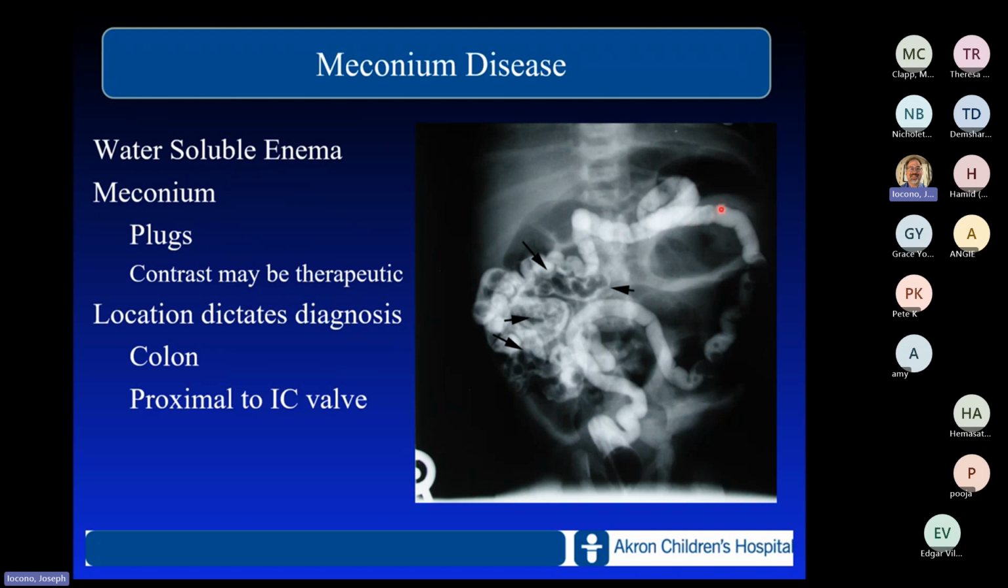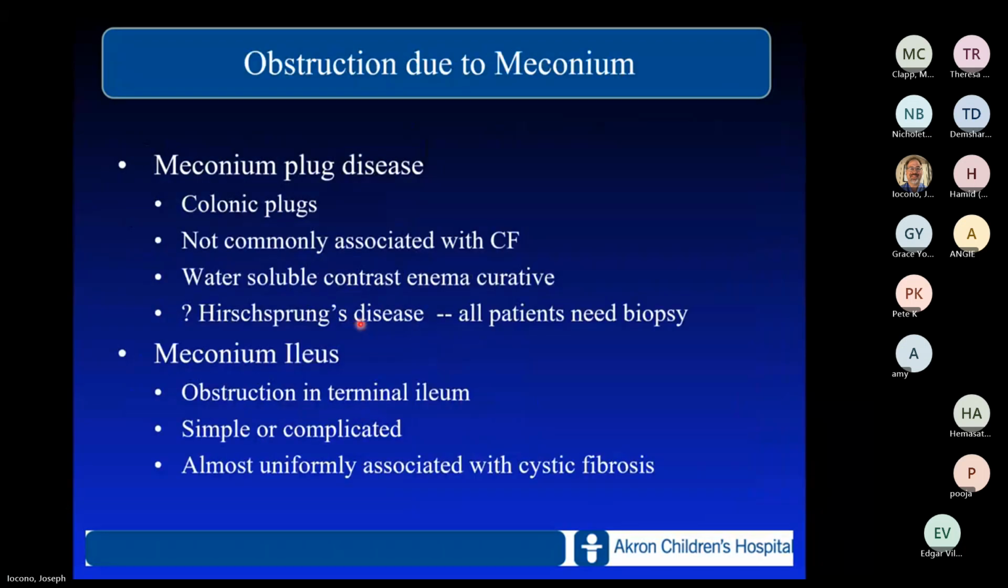Meconium disease is the fact that meconium is very thick, tenacious, the first bowel movement. If your baby is somewhat underhydrated and the meconium inspissates into the large intestine and it can't be passed, that's meconium plugs. You do a water soluble contrast, they get a whole bunch of plugs in the colon, and then the baby defecates and you cure them. It is not associated with cystic fibrosis. Water soluble contrast is curative, but you do have to worry about Hirschsprung's disease with meconium plugs.